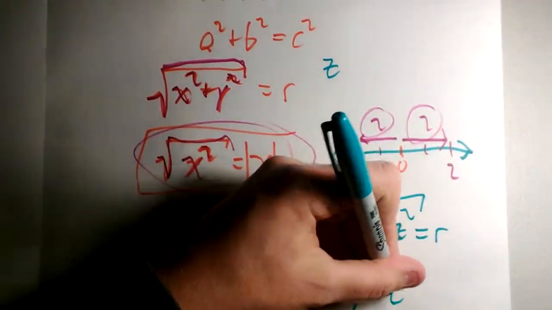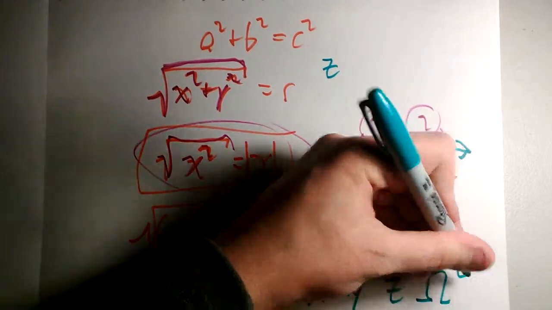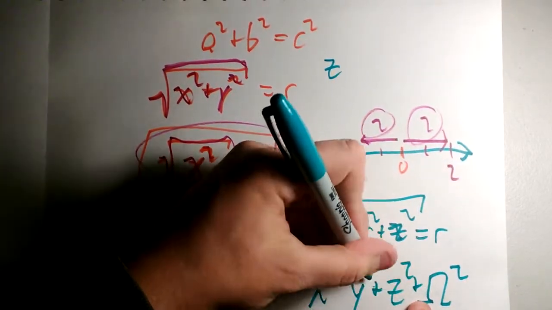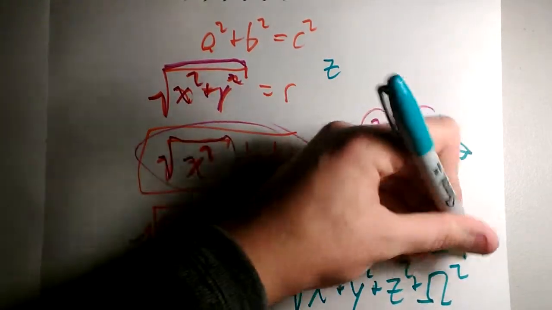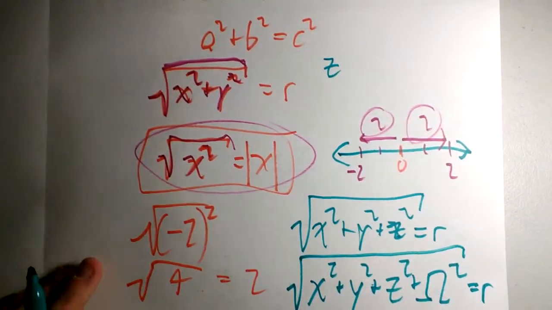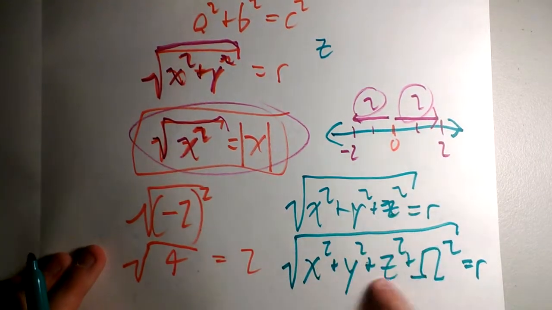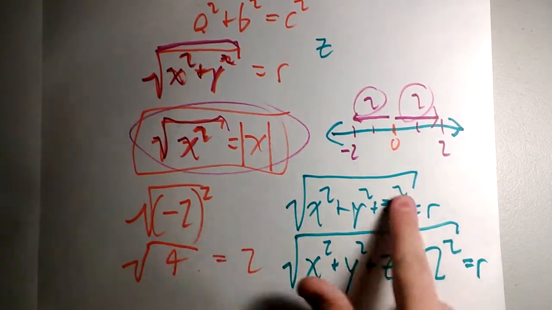X, y, z. Let's call the next one omega. I don't really care. Let's just say omega is your 4th dimension component, all right? And check it out. That's also the magnitude in 4 dimensions. That's how easy it is.